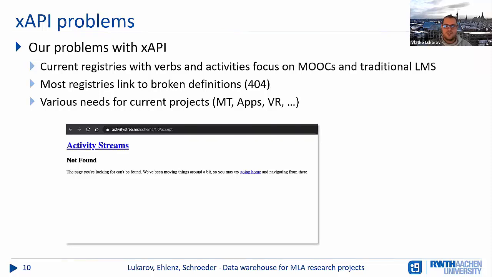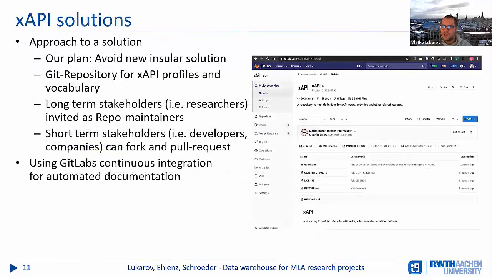Moreover, most registries actually link to broken verb and action activity definitions. So this is something that we need to resolve. And we actually devised a plan to avoid new insular solutions. So we designed our Git repository for Experience API profiles and vocabulary. And our plan is to open it to researchers, so to long-term stakeholders, and we want to invite them as repository maintainers. And the short-term stakeholders, in our case the developers or companies that would like to use our Experience API registry and repository, can actually fork and pull request our verbs.